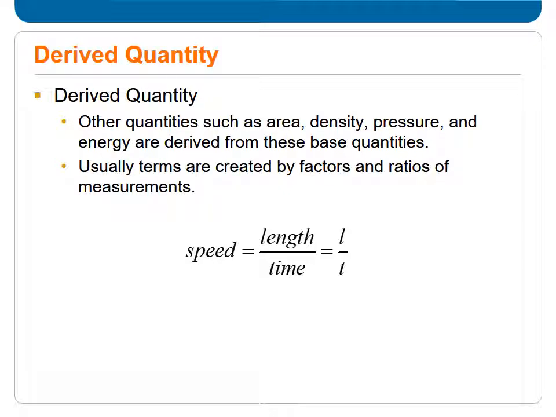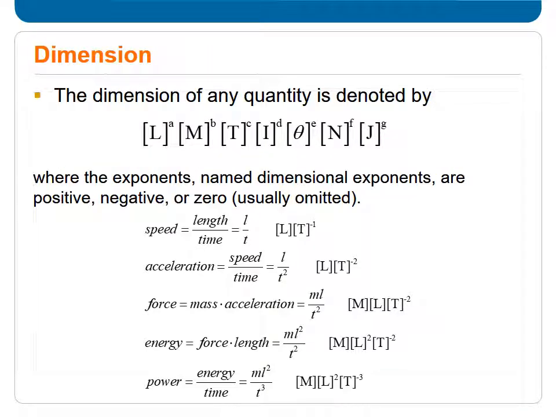Other quantities such as area, pressure, and electrical resistance are derived from these base quantities. For example, speed is distance traveled divided by time of travel. The conventional symbolic representation of the dimension of a derived quantity is the product of powers of the dimensions of the base quantities according to the definition of the derived quantity.